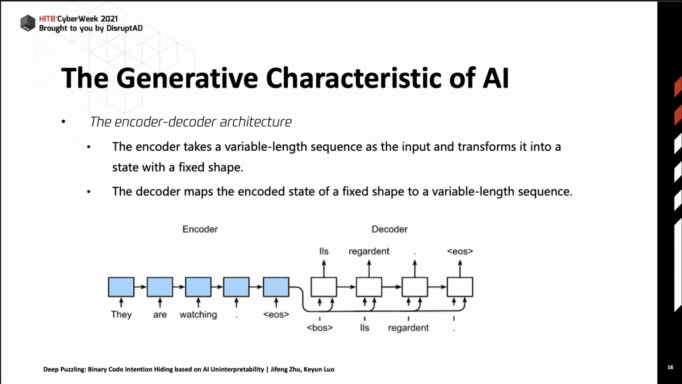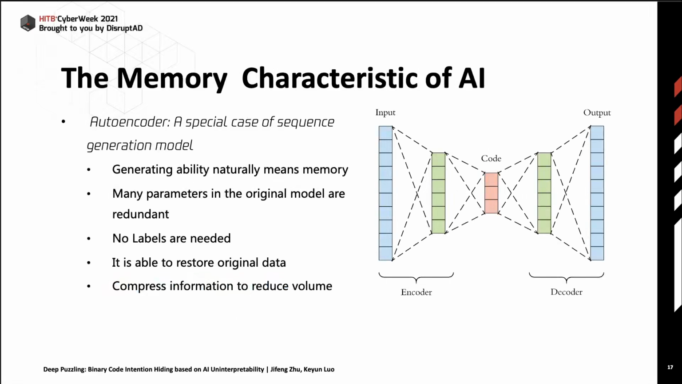To generate the output sequence token by token, a separate decoder is used to predict the next token based on what tokens have been seen or generated, together with the encoded information of the input sequence. Since many parameters in the original model are redundant, generating ability naturally means memory. And autoencoder is one of the successful applications.